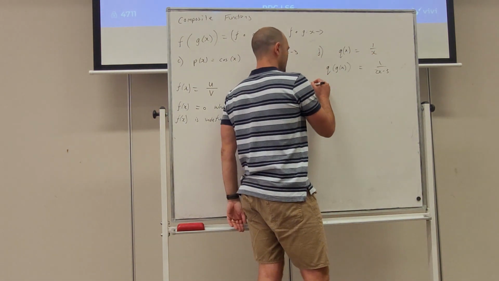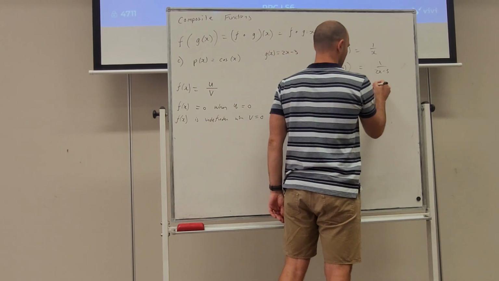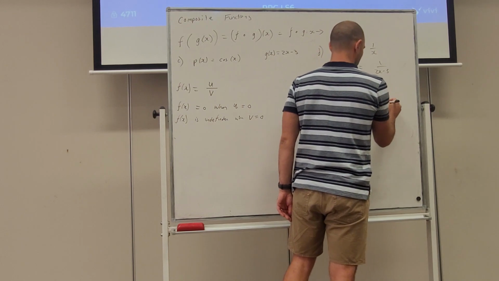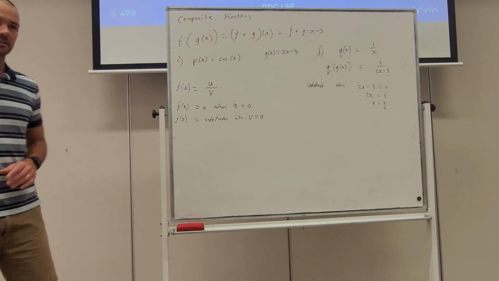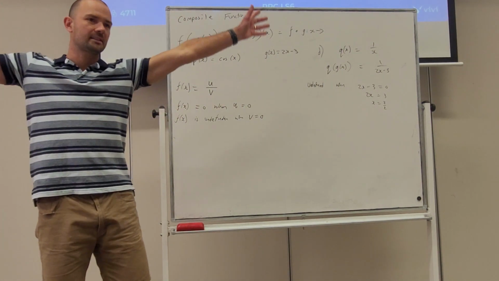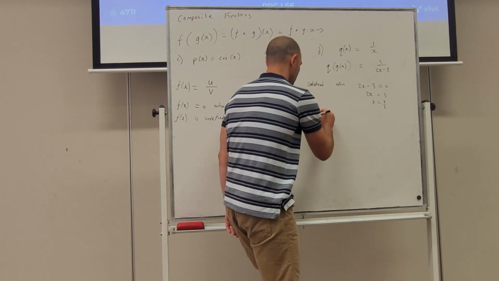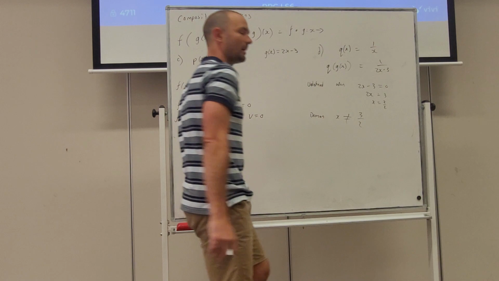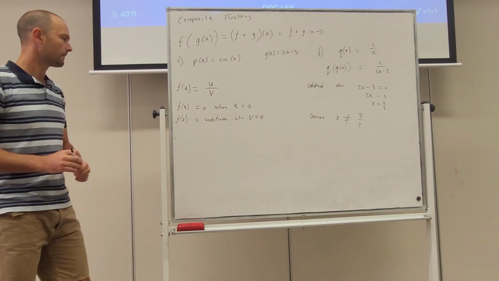when 2x take 3 equals 0. So we'll have 2x is 3, x is 3 on 2. And so that means the domain is going to be any value of x except this one. So for the domain, we'll say x does not equal 3 on 2. That means it's every other real number except 3 on 2.